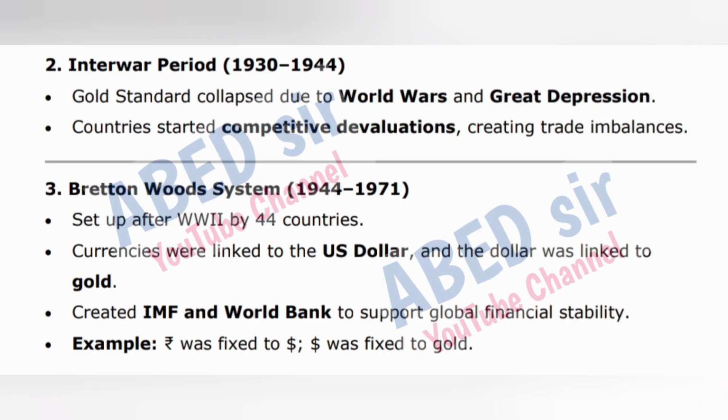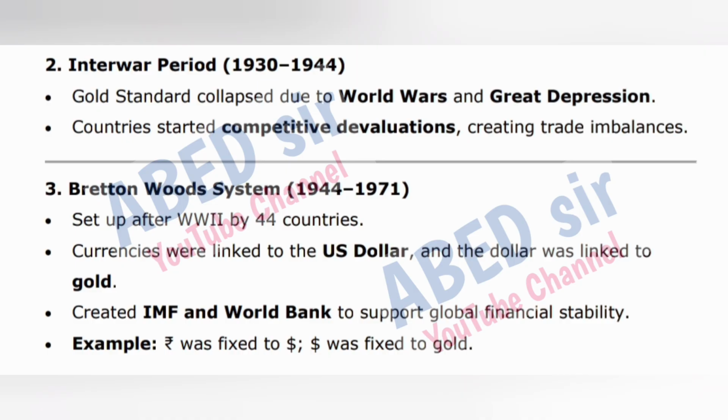2. Interwar period, 1930 to 1944. Gold standard collapsed due to world wars and the Great Depression. Countries started competitive devaluations, creating trade imbalances.